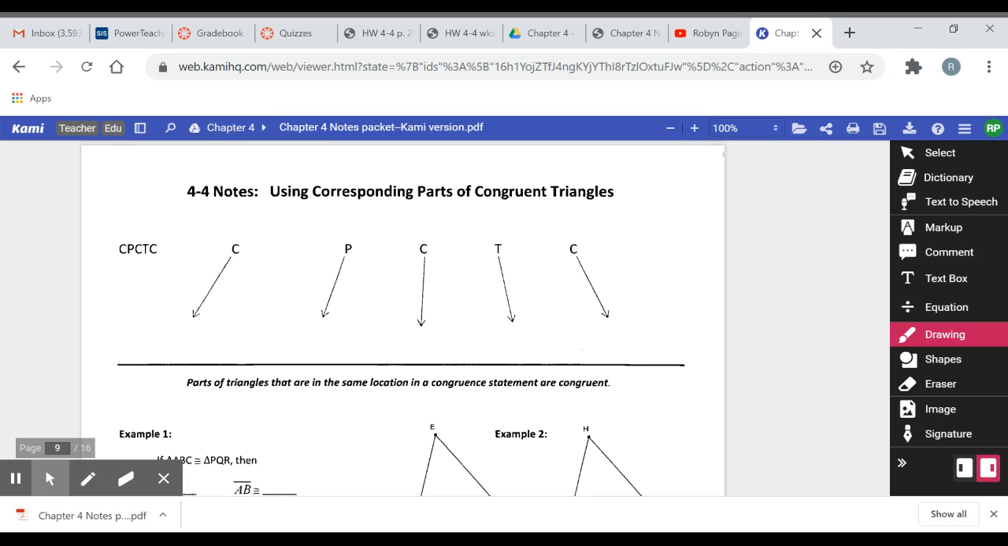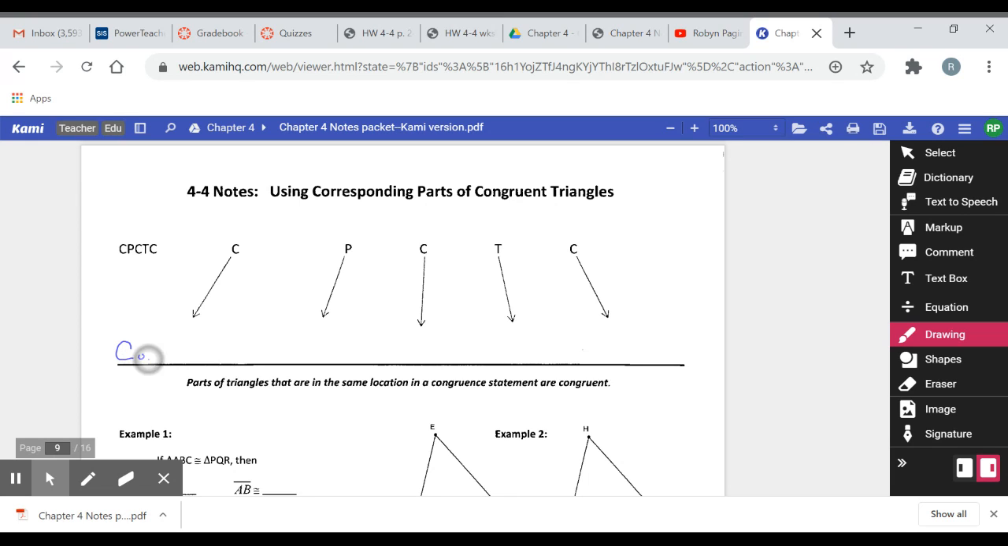This is on using corresponding parts of congruent triangles. So the first thing we're going to mention is CPCTC. That is an abbreviation for, we're going to write it out, corresponding parts of congruent triangles are congruent. So it's kind of a mouthful, and that's why we use that abbreviation CPCTC a lot instead of writing that all the way out. But for now, let's write it out.